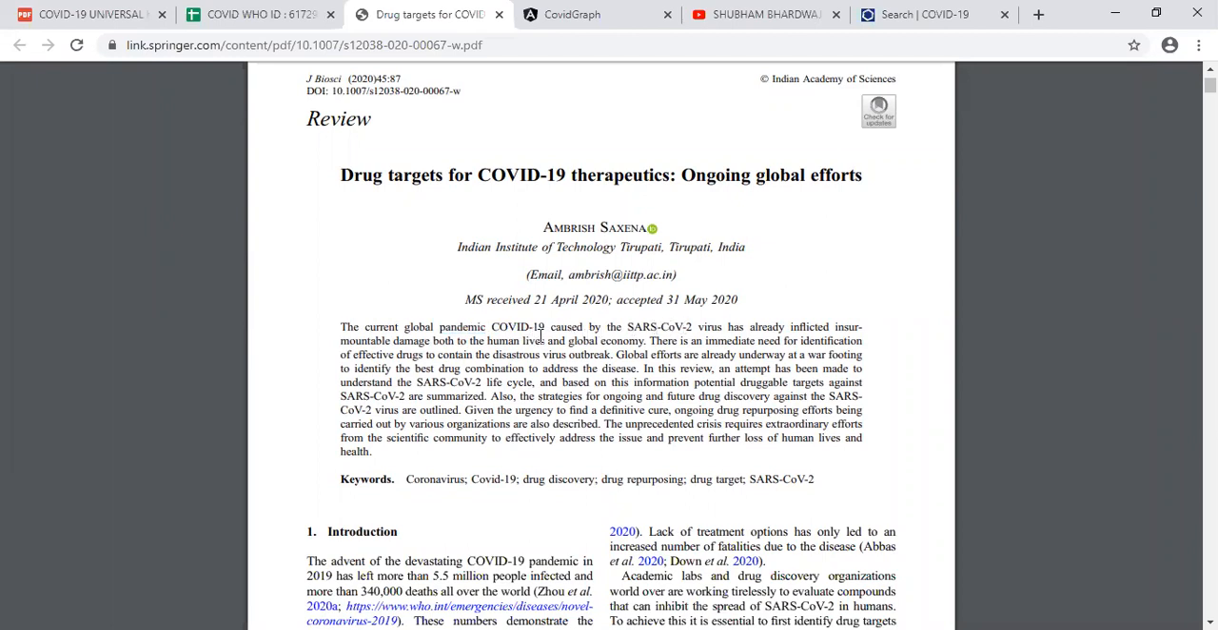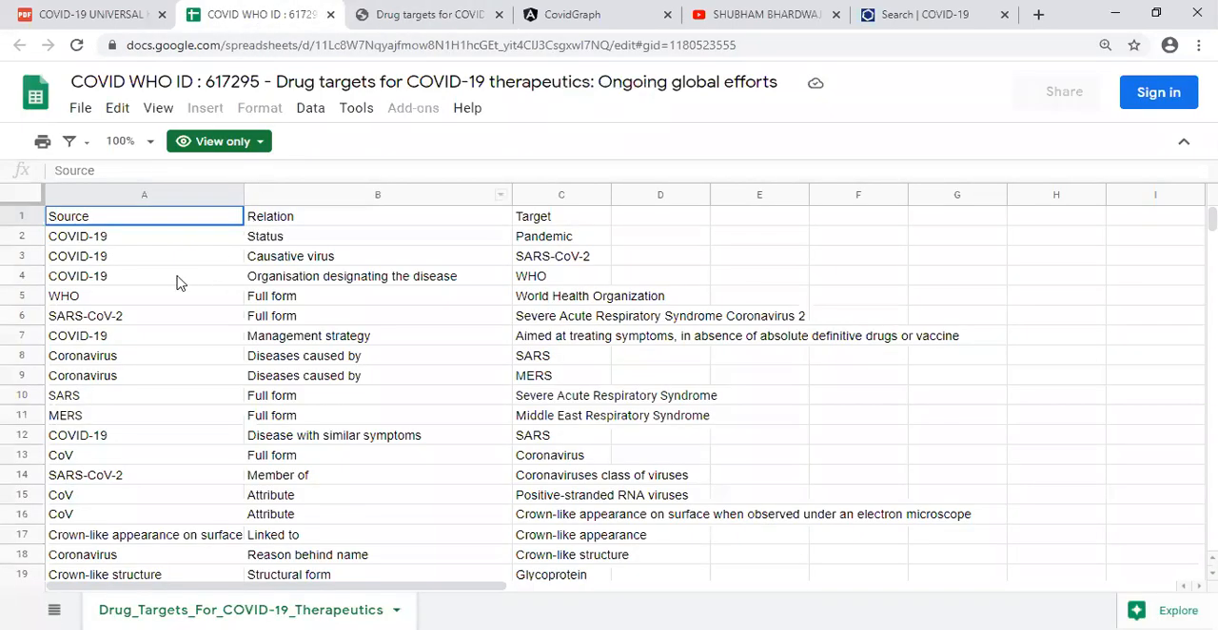Now, it is important to capture these relationships, and I've done them in my sample dataset. So COVID-19 is identified as the source node.